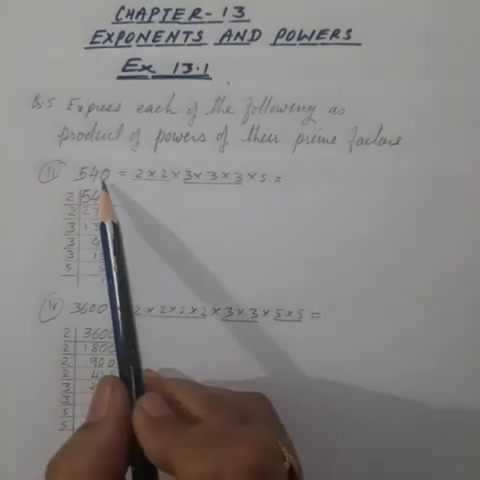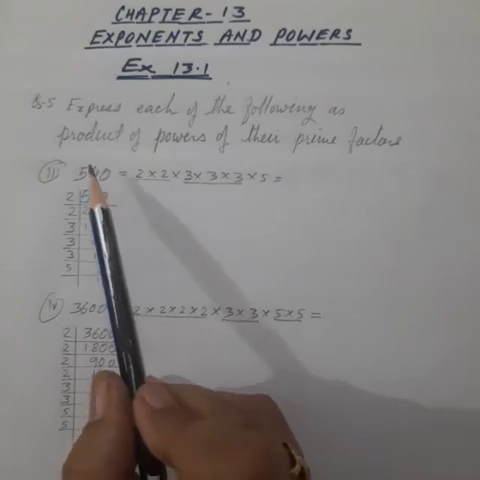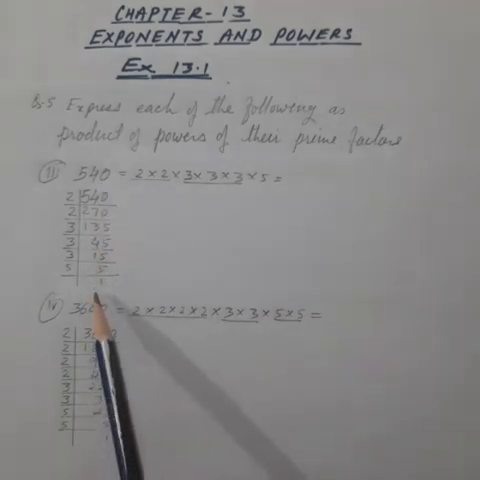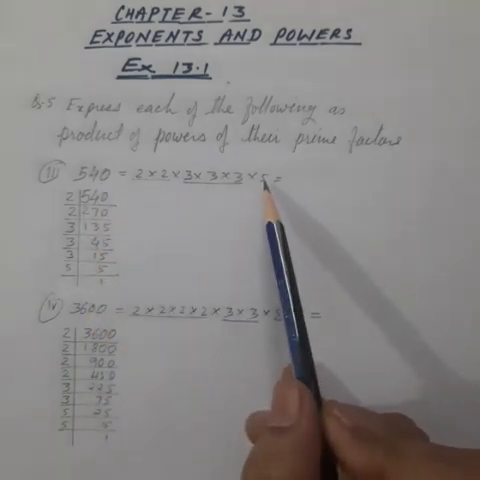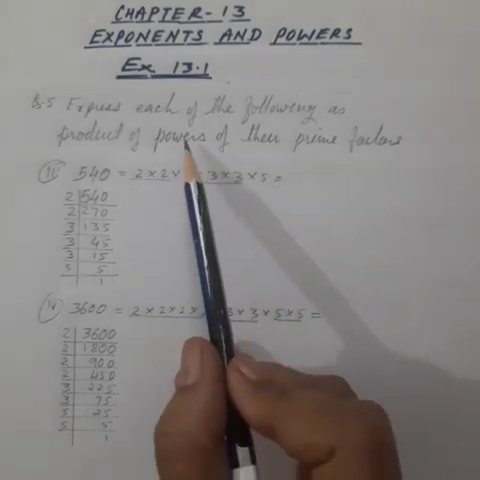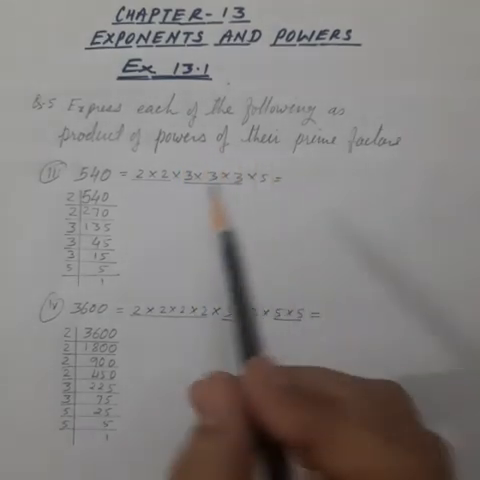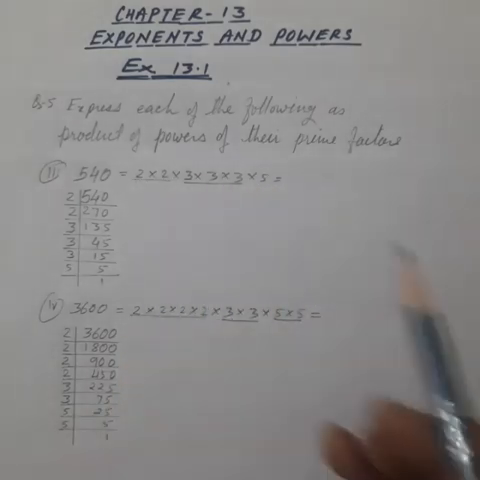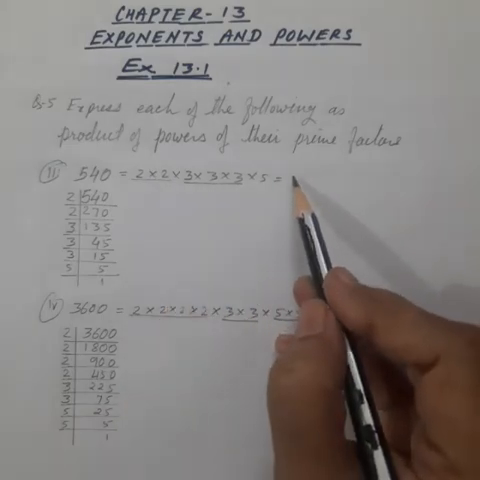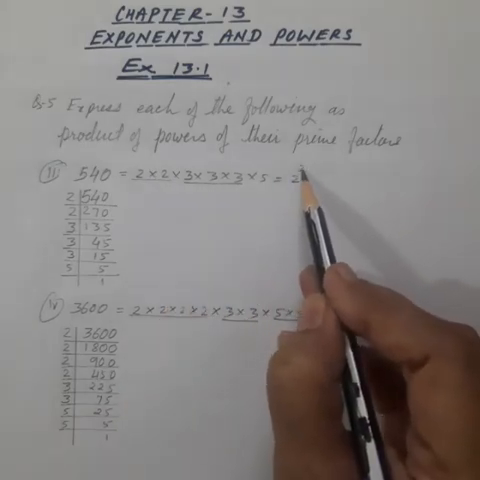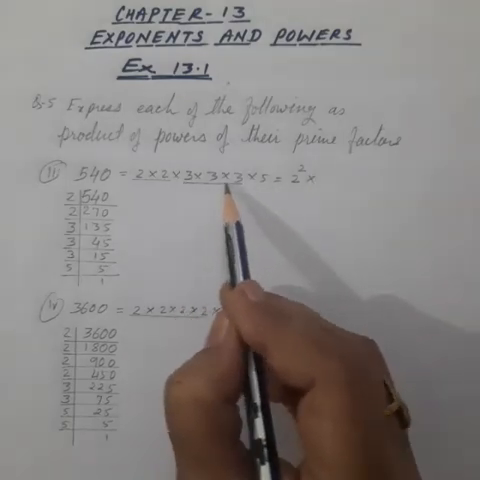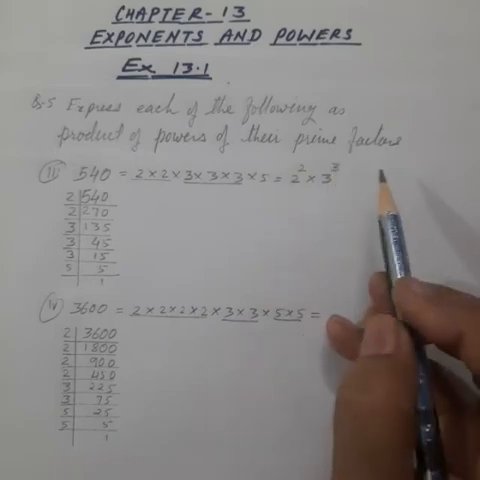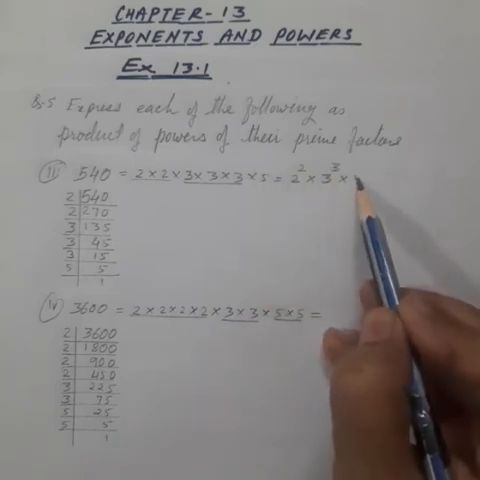Third, 540. To express 540 as the product of powers of its prime factors, first we have to find out its prime factorization. Here we get its prime factorization. But we have to write it as powers of prime factors, so in exponential notation. Here the prime factor 2 is repeatedly multiplied by itself 2 times, so we can write 2 square. Prime factor 3 is repeatedly multiplied by itself 3 times, so 3 cube, and 5 is 1 time.